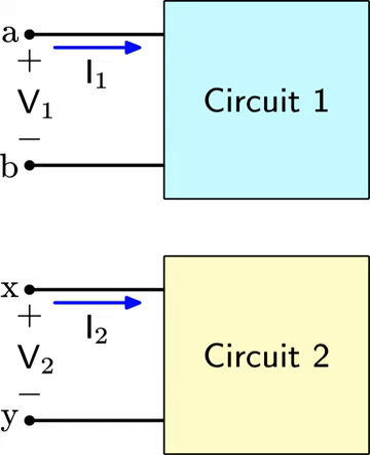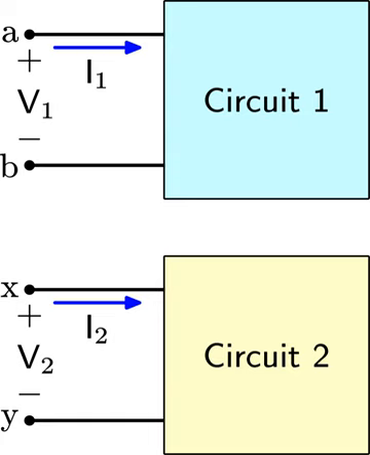If the two networks are equivalent with respect to terminals AB, then V and I must be identical for both networks. Thus, V_S equals R I_S, or I_S equals V_S over R.